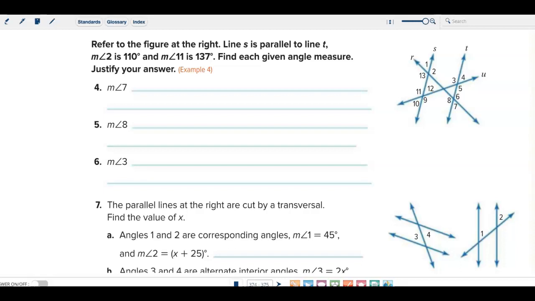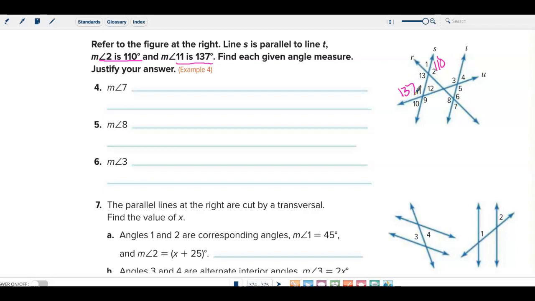Okay, so we're looking at this figure over here to the right. We know that S and T are parallel to each other, which means R is a transversal and U is a transversal. Okay, so we have two transversal lines here. We need to figure out the measure of angle 7, 8, and 3 using the knowledge that angle 2 is 110 and angle 11 is 137.